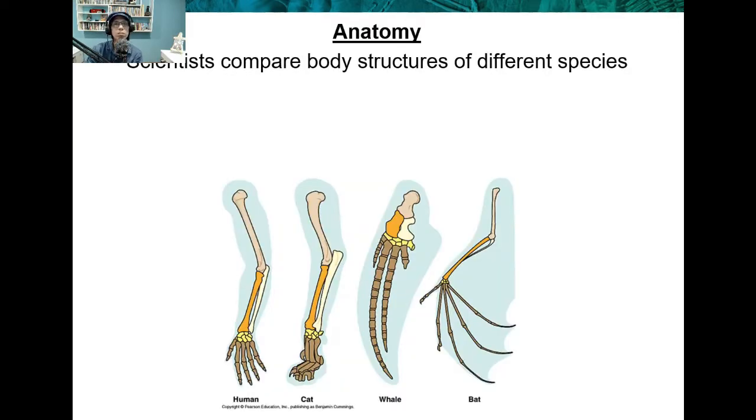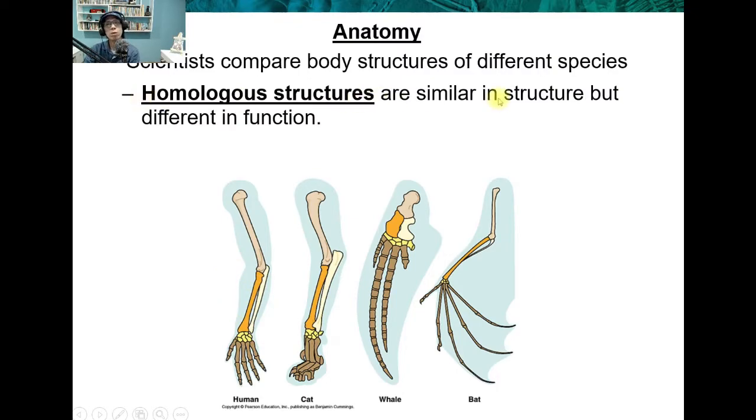So, that's evidence number 2, anatomy. Scientists compare body structures of different species. You have humans, cats, whale, and a bat. Anatomy refers to the study of parts and structures. So what can you see? The ones that were highlighted in yellow and orange we call homologous structures. Similar in structure, different in function. That's the tibia and fibula. So these homologous structures provide evidence for a common ancestor. The study of anatomy provides evidence of evolution.